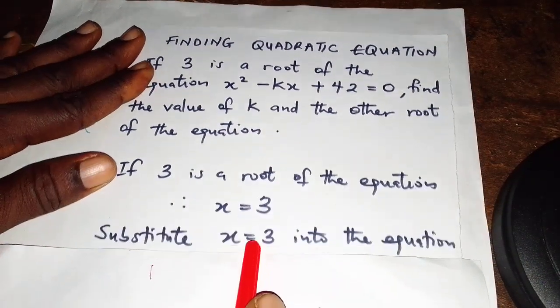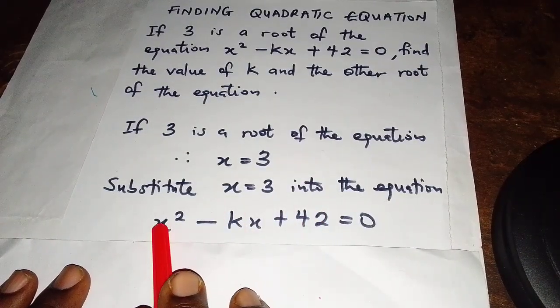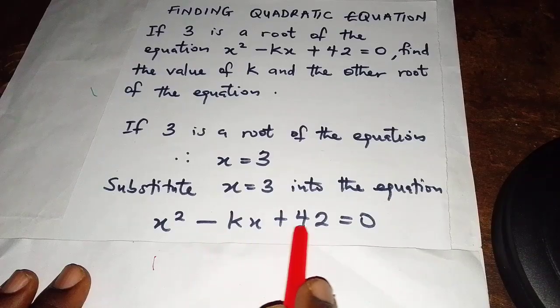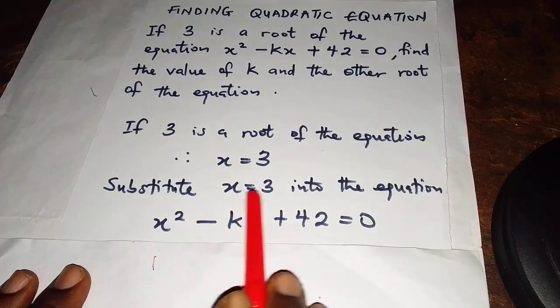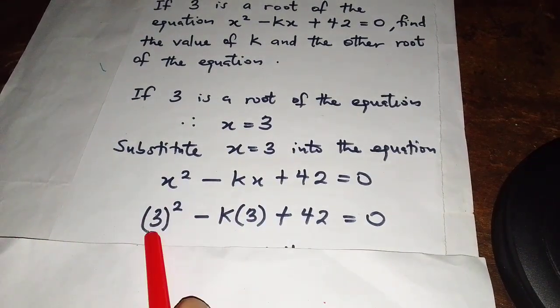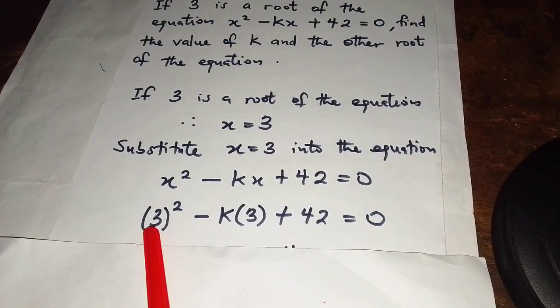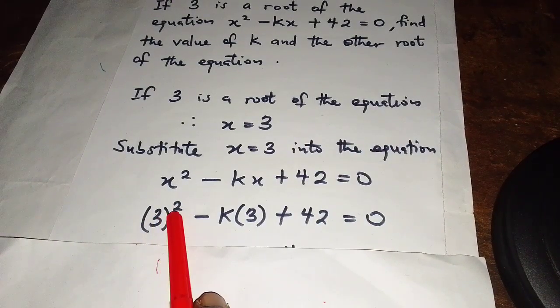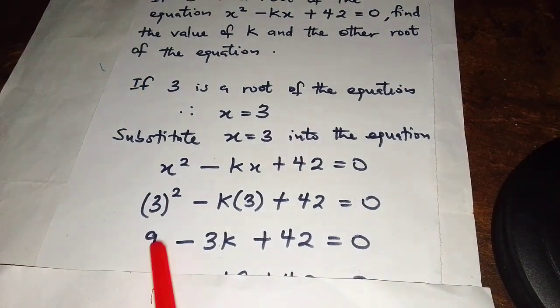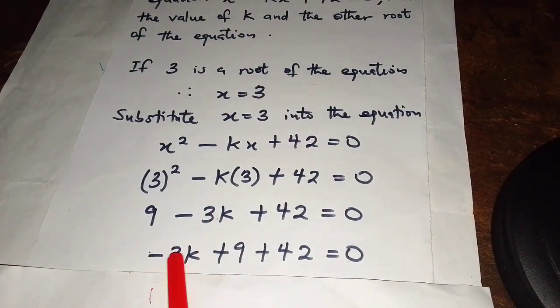What you do, you just substitute 3 into this equation. When x is equal to 3, in place of x you'll be putting 3. So that means we have 3 squared minus k times 3 plus 42 is equal to 0. So 3 squared is 9. 3 times k gives us 3k, minus 3k plus 42 is equal to 0. So if we rearrange, minus 3k plus 9 plus 42 is equal to 0.